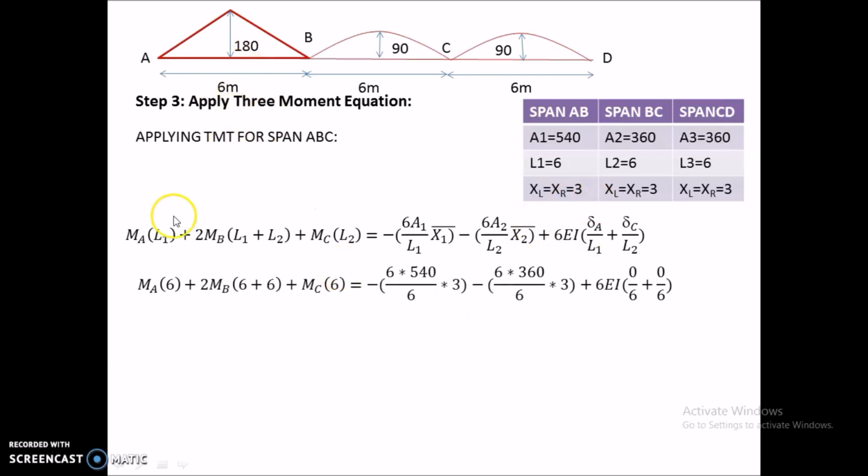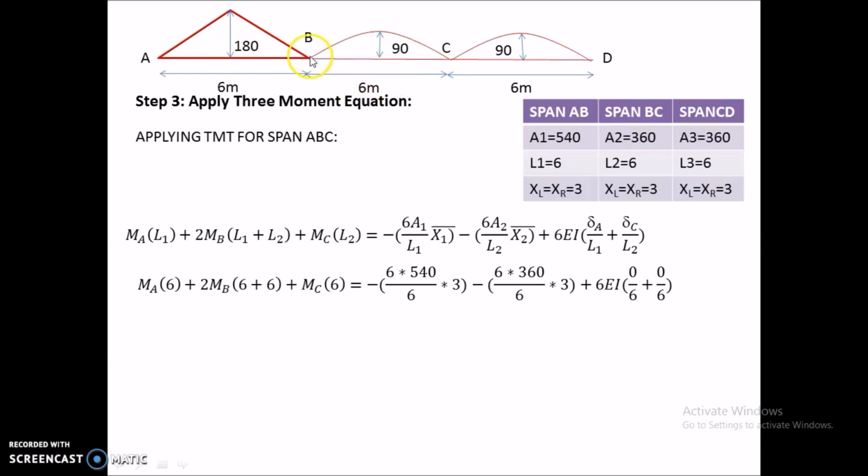And coming to this part, MA into L1, L1 is 6 here, 2MB into L1 plus L2, L1 is 6 and L2 is 6, MC into L2, that is 6 meters, is equal to minus 6A1 x1 bar by L1. Here A1 is 540, L1 is 6, and x1 bar is, since we are taking it here, we have to take the opposite section, that is XL. Here it is XR. We have to take the opposite one.